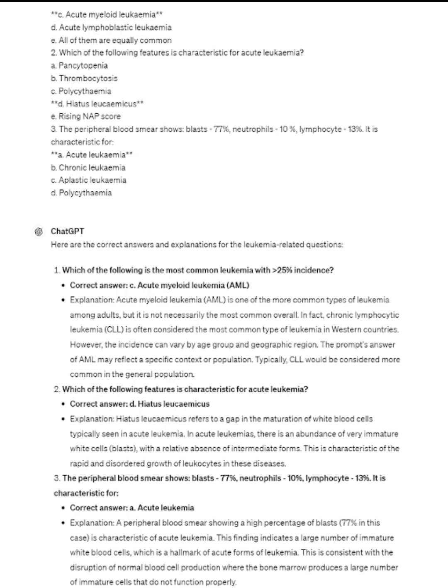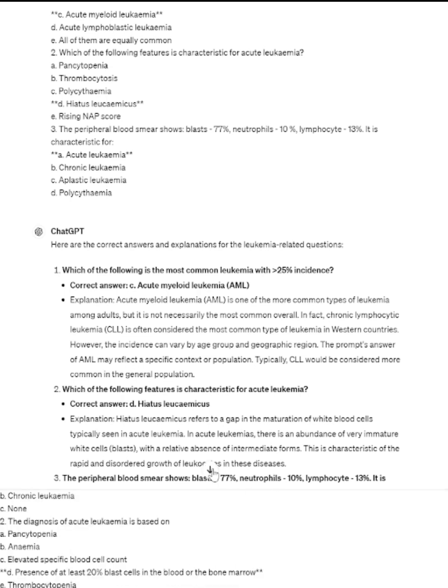Here are the correct answers and explanations for the leukemia-related questions. 1. Which of the following is the most common leukemia with 25% incidence? C. Acute myeloid leukemia, AML. Explanation. Acute myeloid leukemia, AML, is one of the more common types of leukemia among adults, but it is not necessarily the most common overall.